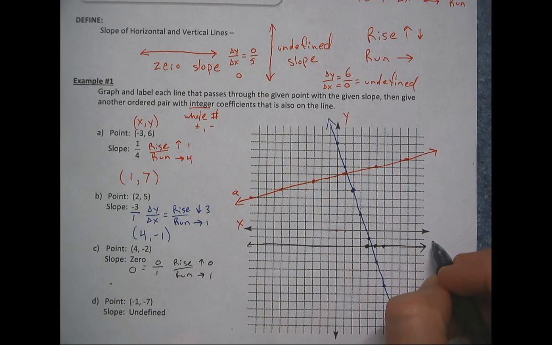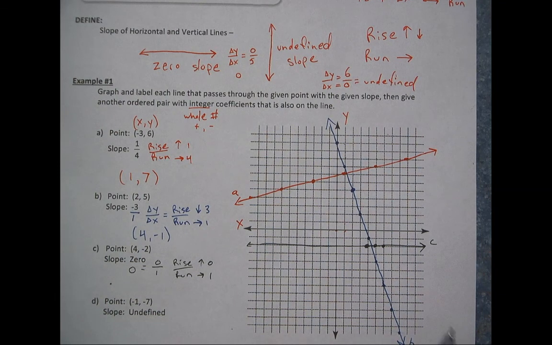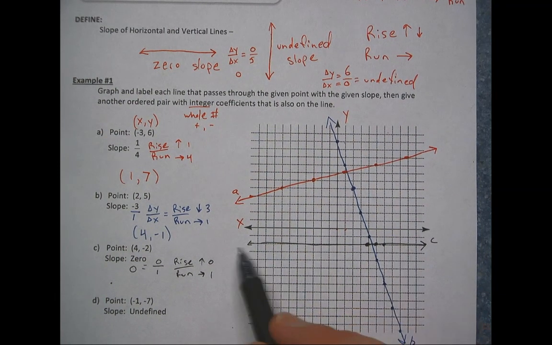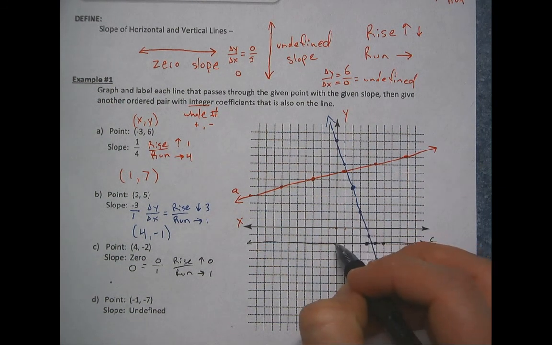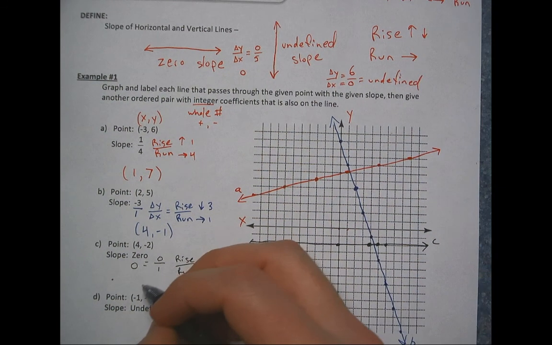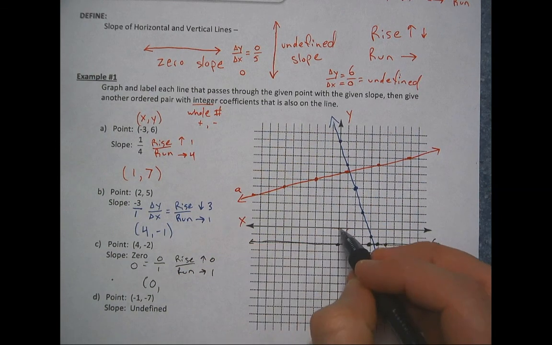Let's label it. That's line C. And another point, it could be any point on this graph, so I'm just going to choose this one right here. It has an x value of 0 and a y value of negative 2.